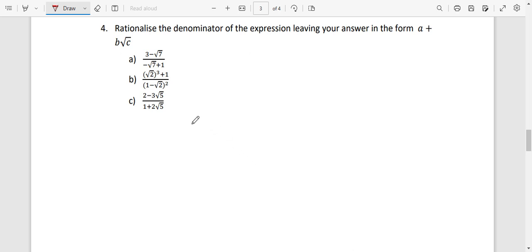So from here, I'm only going to pick B. The others we can work them out. Rationalize the denominator of the expression, leaving the answer in the form a plus b root c. I'm going to pick square root of 3, square root of 2.